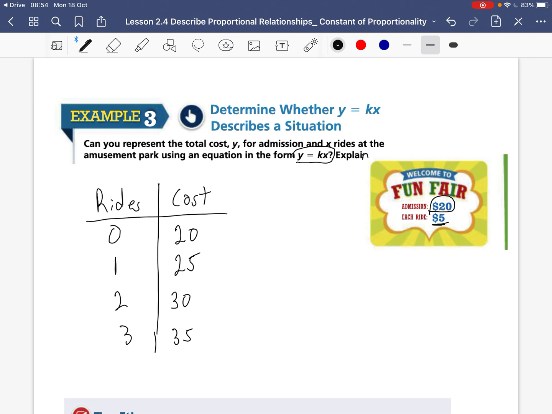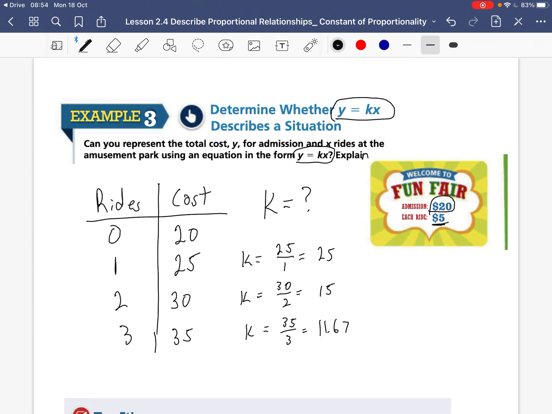But the question is asking us, can we represent this using y equals kx? So what is k? Well, let's look at k here. K would be equal to 25 over 1. So that would be 25. In this case, k would be 30 over 2, which would be 15. In this case, k would be 35 over 3. So that is about 11.67. Are these the same? Not the same. So our k is not constant.